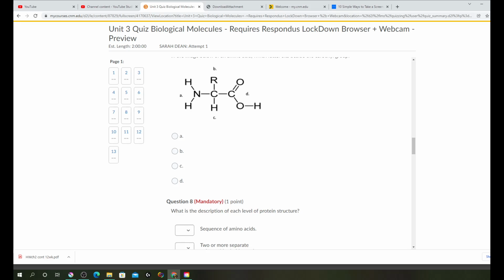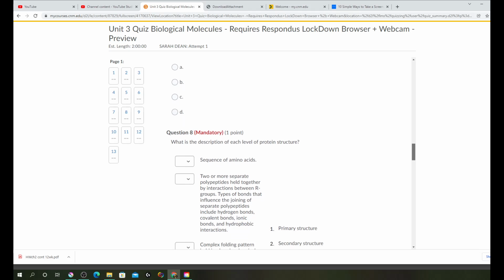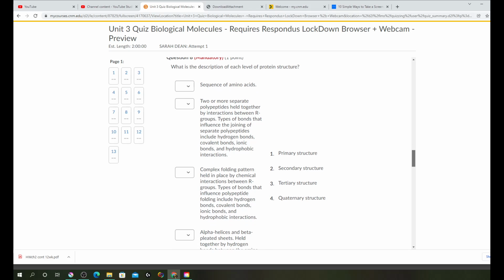You need to understand it, which means that if knowing what an amino and a carboxyl group is is way outside of you, you need to review what the functional groups are in biological molecules and review proteins. I give a full discussion on what an amino acid is, and you need to know it from beginning to end. It's not enough to just try to memorize all the functional groups and what they do. You need to understand what they're for. Okay, so what is the description of each level of protein structure? Again, this is in that video.